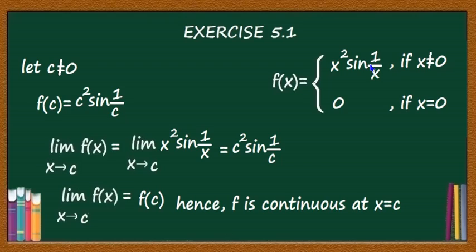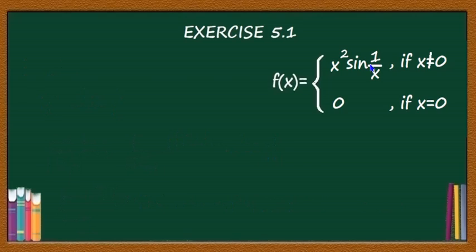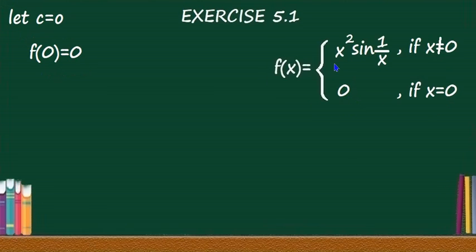And here we will use one important result to verify the continuity at c equal to 0. Let c be equal to 0. And what is f of 0? f of 0 is equal to 0. It is given here: if x equals 0, what is f of x? 0. And to find the limit of the function x square sin 1 by x as x tends to 0, we will use the sandwich theorem.